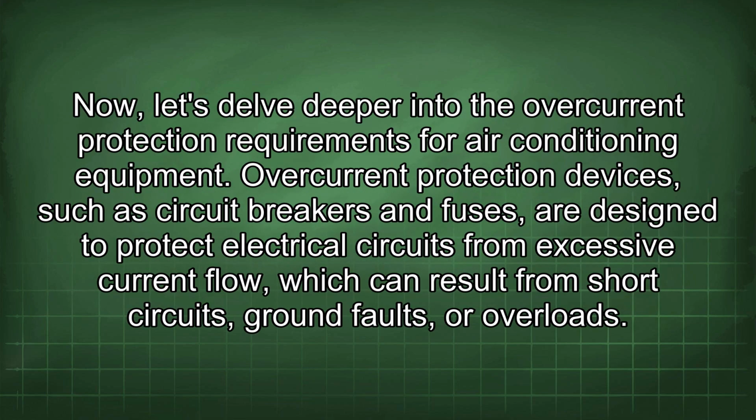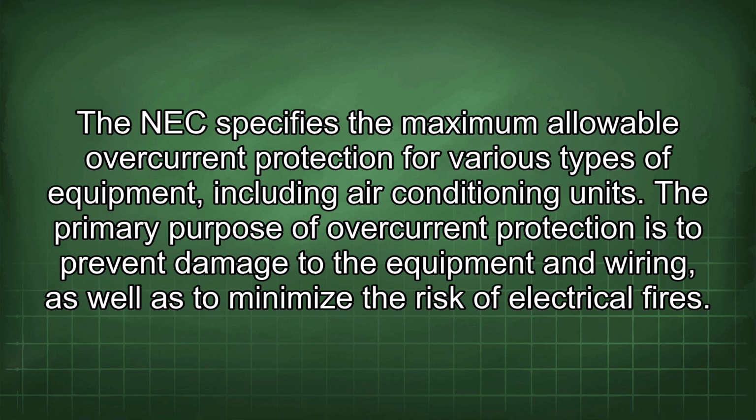Now let's delve deeper into the overcurrent protection requirements for air conditioning equipment. Overcurrent protection devices, such as circuit breakers and fuses, are designed to protect electrical circuits from excessive current flow, which can result from short circuits, ground faults, or overloads. The NEC specifies the maximum allowable overcurrent protection for various types of equipment, including air conditioning units. The primary purpose of overcurrent protection is to prevent damage to the equipment and wiring, as well as to minimize the risk of electrical fires.